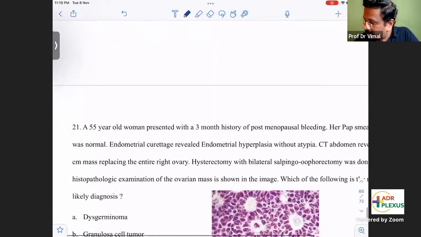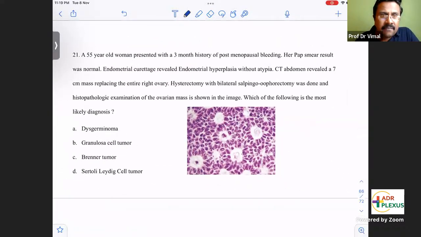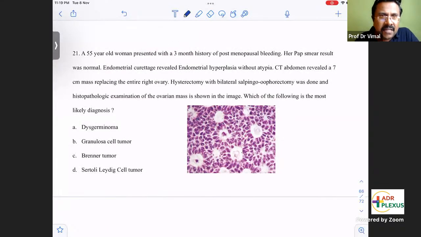Very important point. Okay. A 55-year-old woman presented with a 3-month history of postmenopausal bleeding. Pap smear result was normal. Endometrial curettage revealed endometrial hyperplasia without atypia, and CT abdomen revealed a 7-centimeter mass replacing the entire right ovary. Bilateral salpingo-oophorectomy was done, and histopathological examination of the ovarian mass is shown in the image. Which of the following is the most likely diagnosis?